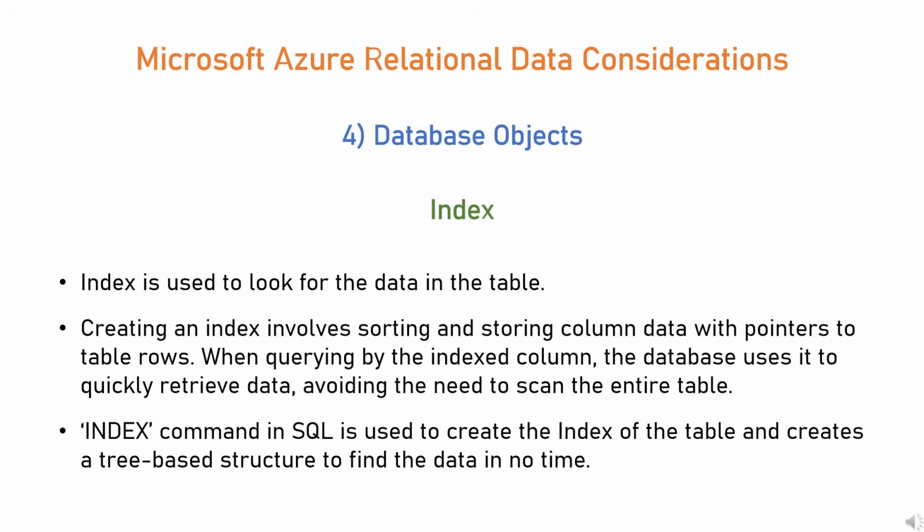Index. An index is used to look for data in the table. Creating an index involves sorting and storing column data with pointers to table rows. When querying by the indexed column, the database uses it to quickly retrieve data, avoiding the need to scan the entire table. The index command in SQL is used to create the index of the table and creates a tree-based structure to find the data in no time.